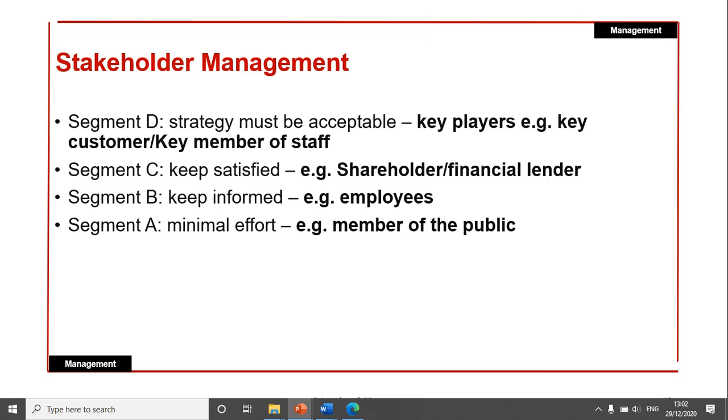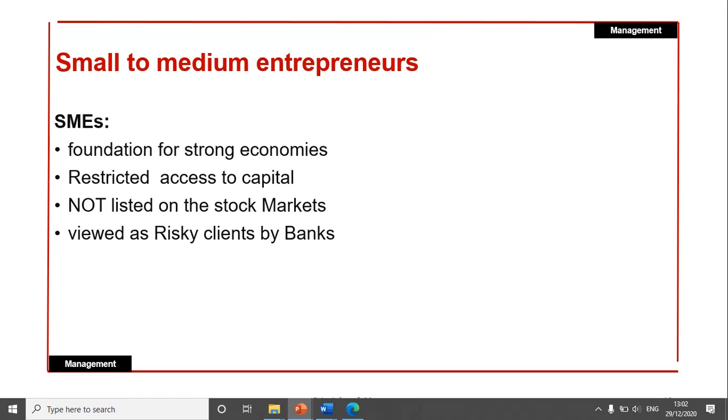We have got segment B, and we say segment B has got high interest but does not have power. So an example here would be an employee. And then we have got segment C. Segment C, we say it has got high power but low interest. This could include shareholder or financial lender. And these stakeholders only get too much interested in the organization's activities when something appears to be wrong. So let us remember Mendelow's suggestions, and I would like us to now proceed to SMEs, discuss, and then refer you to some questions.